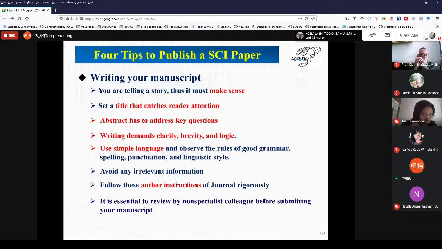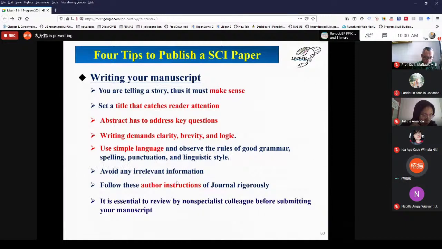What do I mean? If an editor receives your manuscript and finds many errors or mistakes, even if your research work has good content and finds a good answer to a new question, the editor may not be patient enough to go through the next step and continue to read your manuscript.